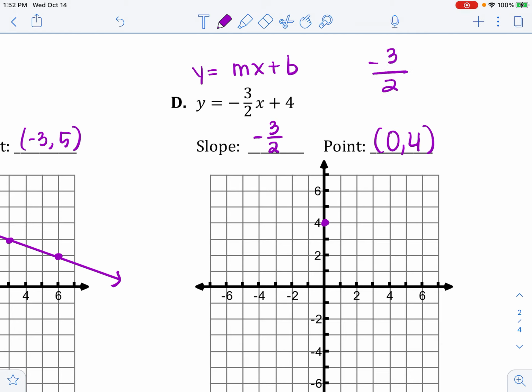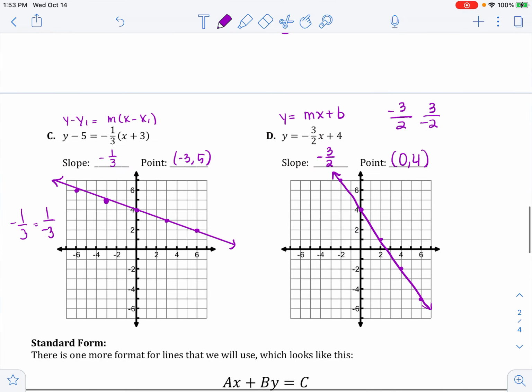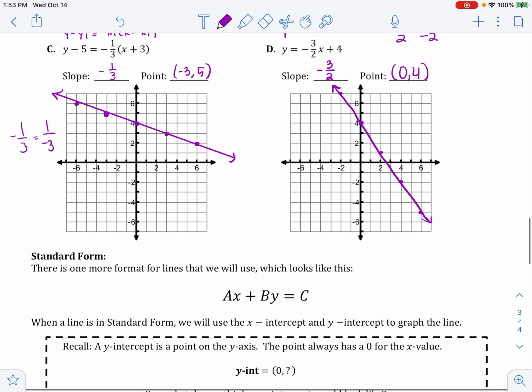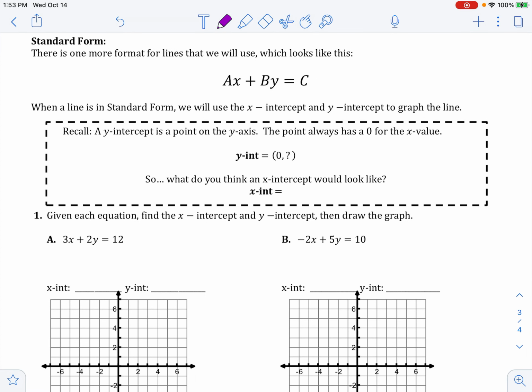Graph that. And then -3/2 is the same thing as 3/-2. Remember, only one negative in that. So I'm going to go down 3, right 2. Down 3, right 2. Down 3, right 2. I could also go up 3, left 2. And there's that line. Notice the point -4, 0 is not on the line, and that's what people accidentally say. If it looked like this, then yes, -4, 0 is on the line, but it doesn't look like that. Okay, so that's point slope form.